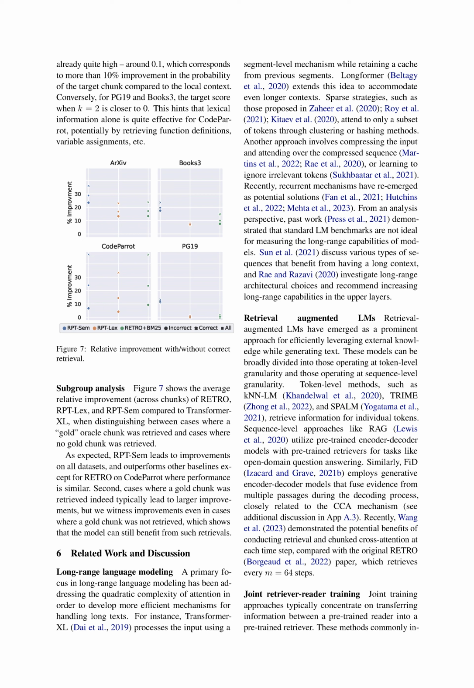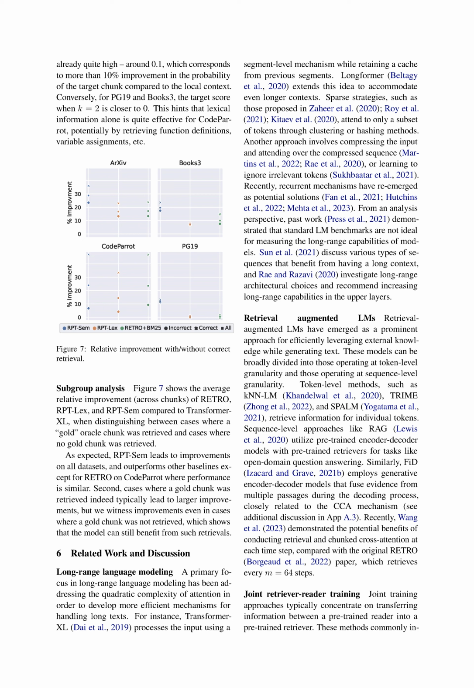Section: Subgroup analysis. Let's delve into a subgroup analysis. What you'll see in the included figure is the average relative improvement of 3 distinct methods: Retro, RPT-Lex, and RPT-Sem, as they are compared to Transformer XL. We specifically look at 2 scenarios here, one where an optimal gold chunk was successfully retrieved, and the other where no such gold chunk could be found.